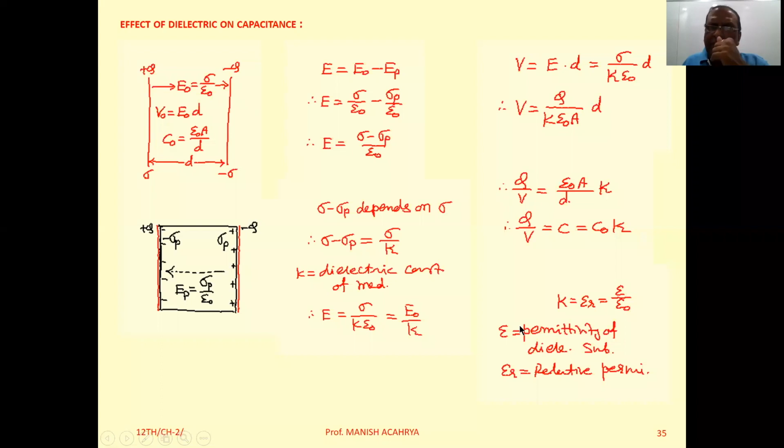Now in chapter number 1 we discussed that the dielectric constant K of the medium is nothing but its relative permittivity, means the permittivity of the medium with respect to that of vacuum. Clear?